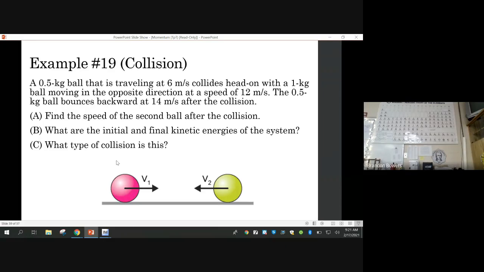Find the speed of the second ball. The speed would be 2. Yeah, the speed would be 2. Now, if it said velocity, it would be -2.